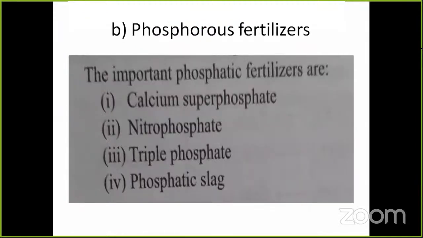You come to phosphorus fertilizers. The important phosphorus fertilizers లో one is calcium superphosphate. దాన్నే మనం ఏమంటామంటే సూపర్ ఫాస్ఫేట్ ఆఫ్ లైమ్ అని కూడా అంటాం. అండ్ సెకండ్ వన్ నైట్రోఫాస్ఫేట్. థర్డ్ వన్ మోస్ట్ ఇంపార్టెంట్ ఏంటంటే ట్రిపుల్ ఫాస్ఫేట్. దాన్ని ట్రిపుల్ సూపర్ ఫాస్ఫేట్ అని కూడా అనొచ్చు. ఫోర్త్ వన్ ఫాస్ఫాటిక్ స్లాగ్ అంటారు. ఇందులో 1 and 3 మోస్ట్ ఇంపార్టెంట్, కాల్షియం సూపర్ ఫాస్ఫేట్ అండ్ ట్రిపుల్ సూపర్ ఫాస్ఫేట్.